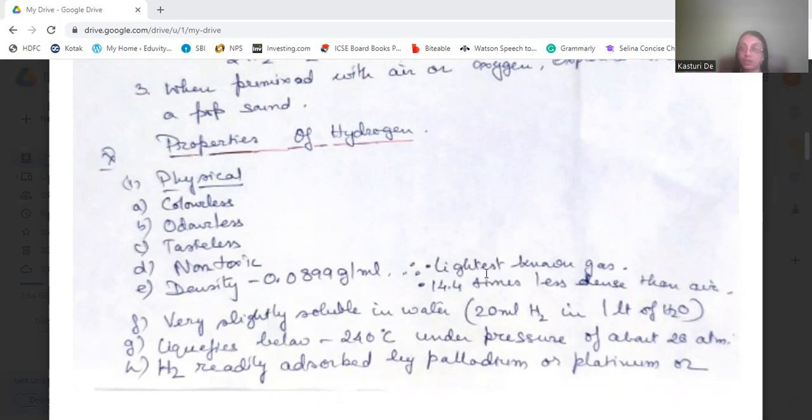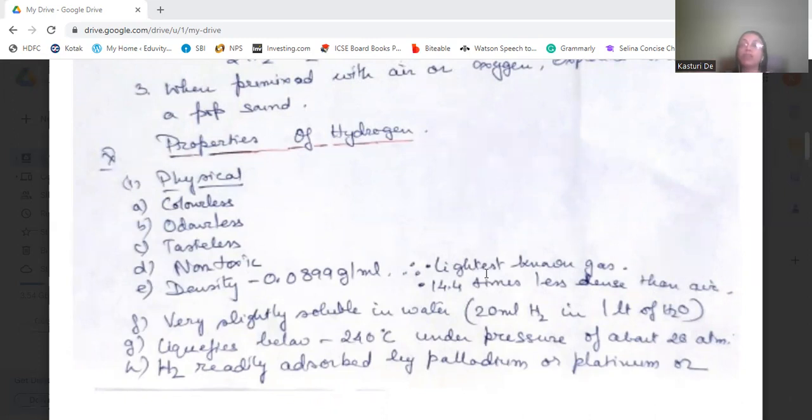It's non-toxic, non-poisonous. And it is much less dense than water. Its density is 0.0899 grams per ml. It is the lightest known gas. It is 14.4 times less dense than air. And it's very slightly soluble in water. About 20 ml of hydrogen dissolves in 1 liter of water. In 1 liter of water, only 20 ml of hydrogen will get dissolved.